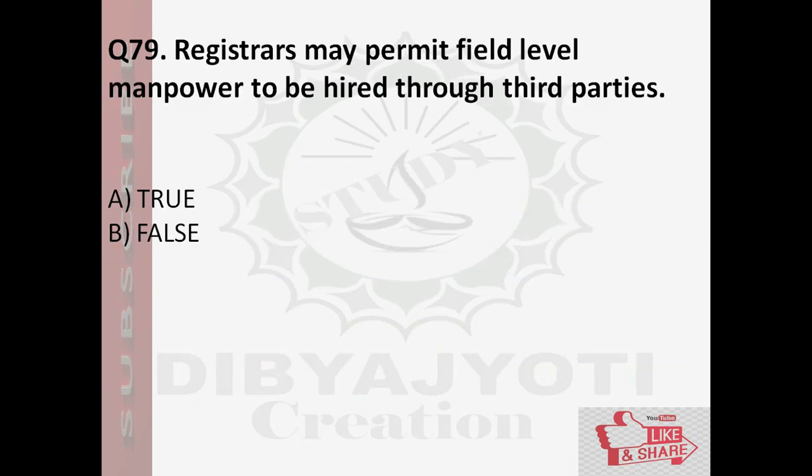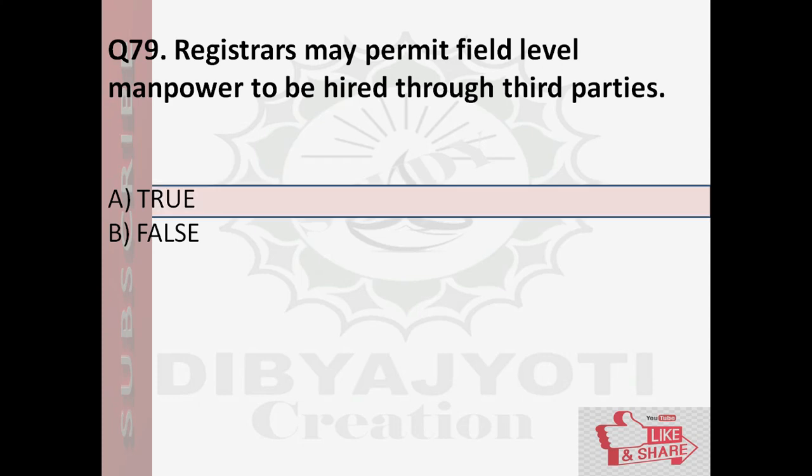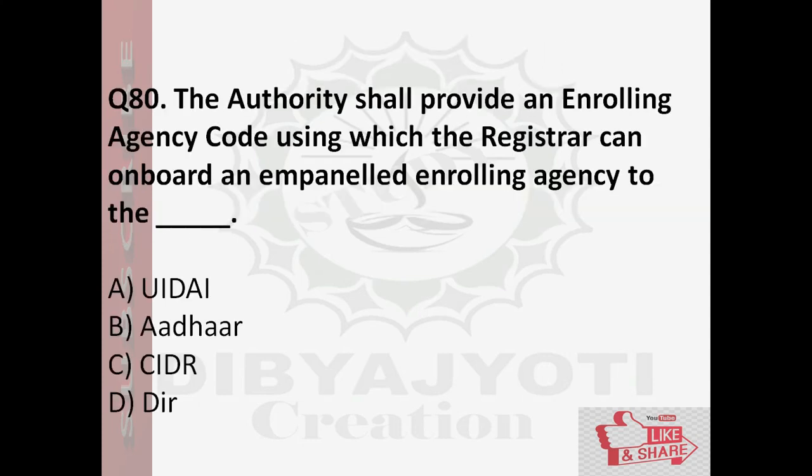Question number 79. Registrar may permit field level manpower to be hired through third party. Option A, true. Option B, false. And answer is Option A, true.